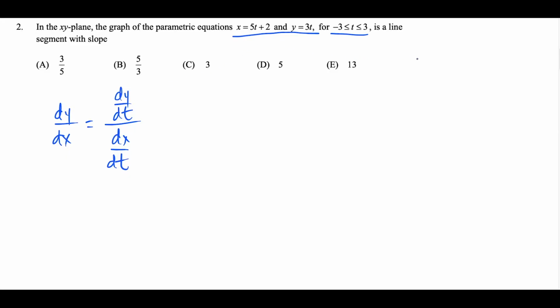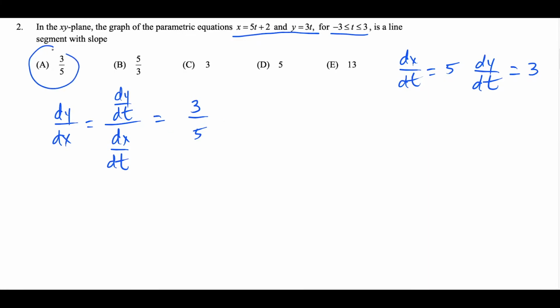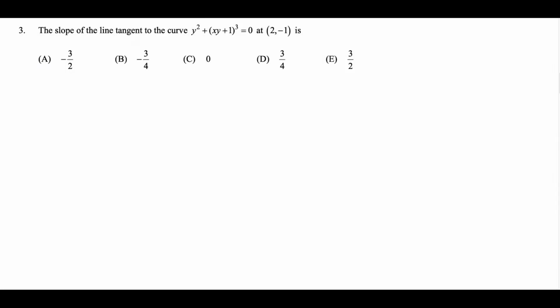So using these pieces here, dx dt, the derivative of 5t plus 2 with respect to t is just 5. And then dy dt, the derivative of 3t with respect to t is just 3. So then if we just make this substitution here, dy dt is 3, dx dt is 5. And this tells us that the slope is going to be choice A, 3/5. So a question like this is just very tedious.